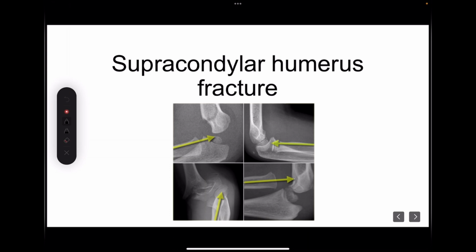Good morning everyone, myself Dr. Prashant, and today we are going to discuss a very important topic in pediatric orthopedics, that is supracondylar humerus fractures.